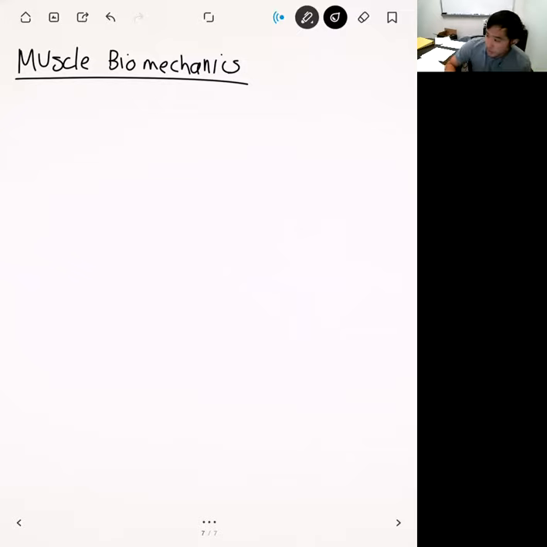Okay. All right, so we'll start with learning objective number 1. So learning objective number 1 is to describe the role muscles play in the human body.